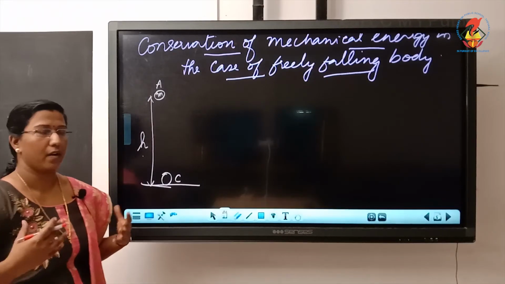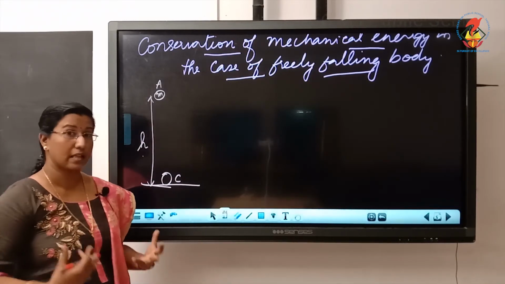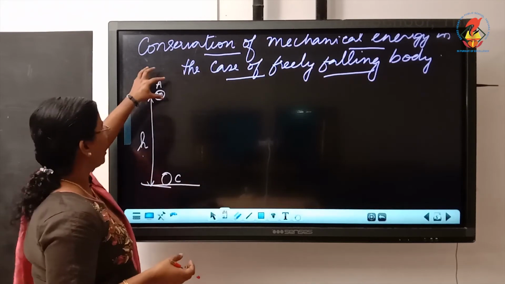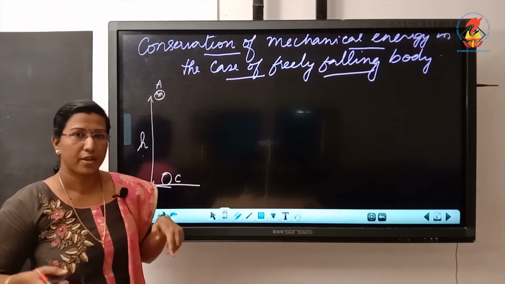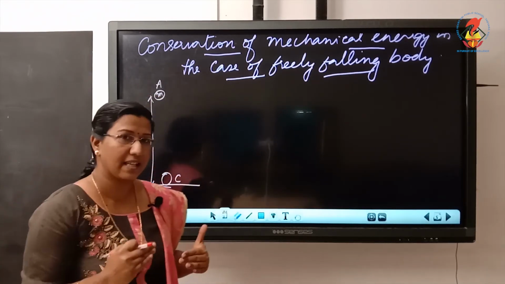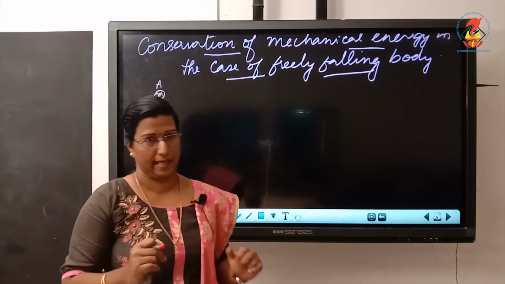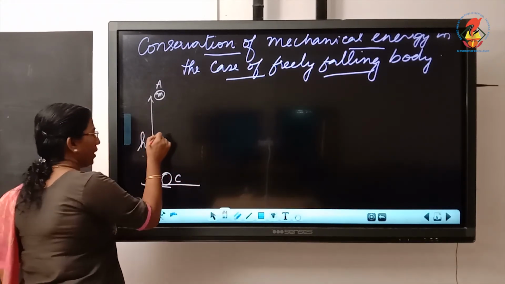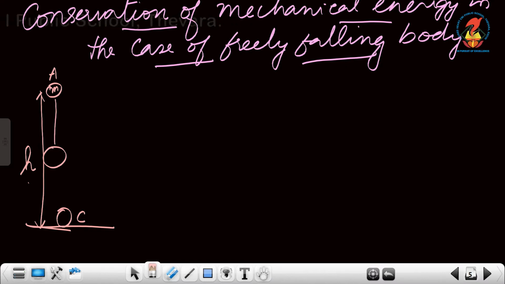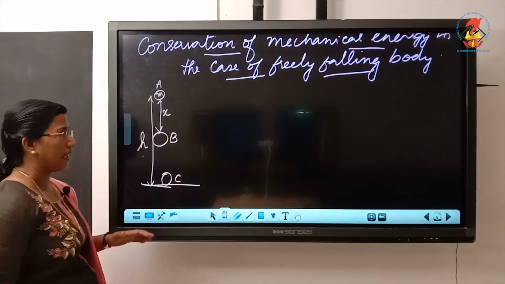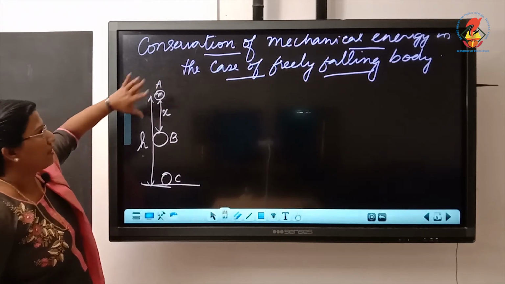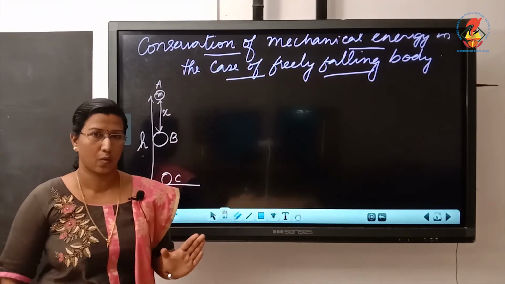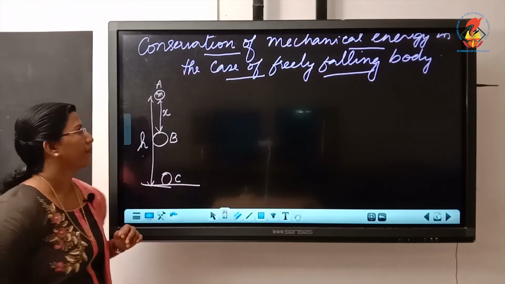Now we are going to find out whether the total mechanical energy is conserved, or remains the same, at point A and point C. Also we are going to take an intermediate point between A and C and find out the total mechanical energy there. I am going to take a point at a distance x from point A, and call this point B. Initially my body is at point A, at rest, which means the initial velocity is equal to 0.